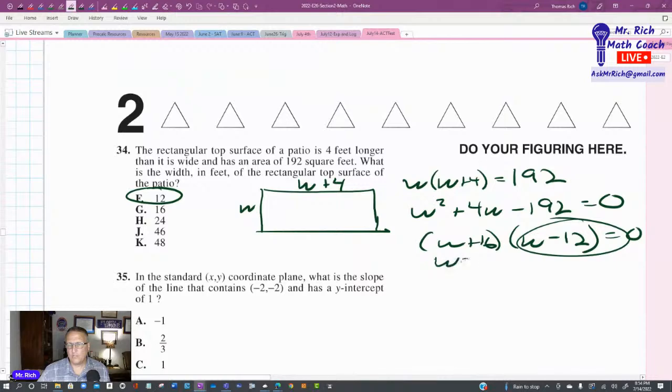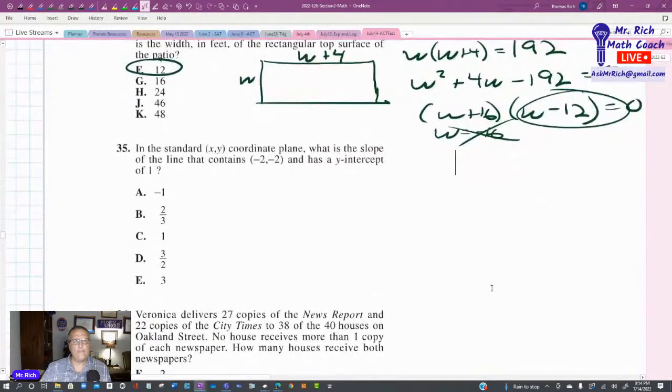This would be W is equal to negative 16. I can't have a negative width. 35. In the standard XY coordinate plane, what is the slope of a line that contains negative 2, negative 2, and has a y-intercept of 1? So here is 1. I'm going to go with negative 2, negative 2. Okay. I need the slope of that line.